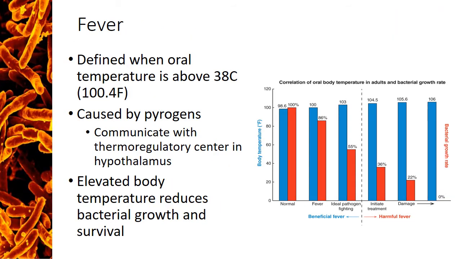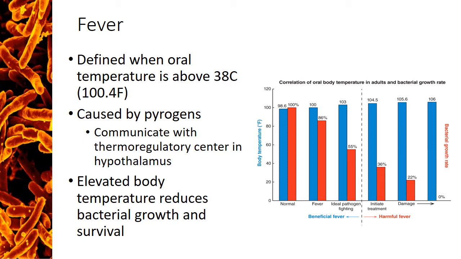Interestingly, fever is not something we typically think of as associated with the immune system, but it is actually a defense mechanism. So a fever is defined when your oral temperature is above 38 degrees Celsius or 100.4 degrees Fahrenheit. And it's caused by something called pyrogens. So there are some microbes that actually produce molecules that act as pyrogens. Those pyrogens set off our body processes that will communicate with the hypothalamus and control that thermoregulatory center. And so the body temperature increases in response to these pathogens being in the body.